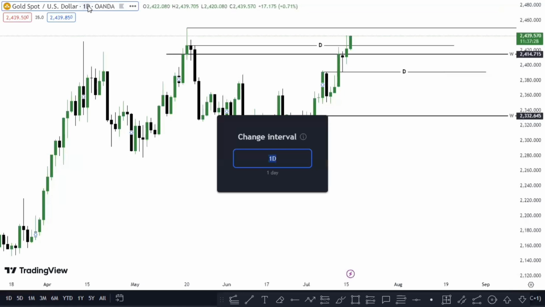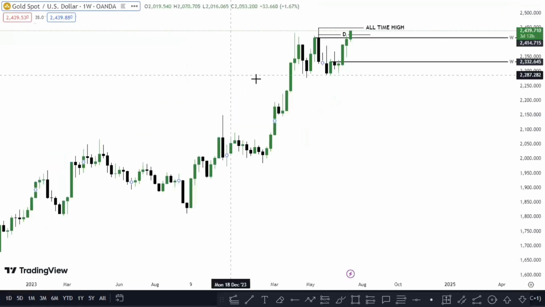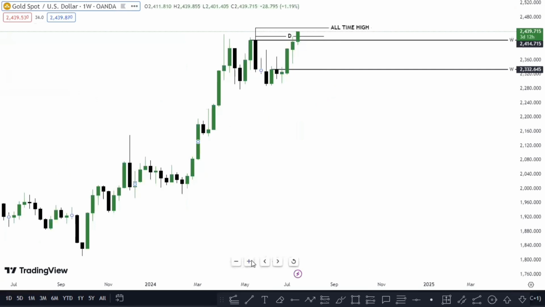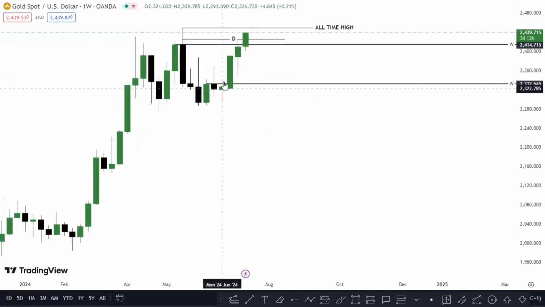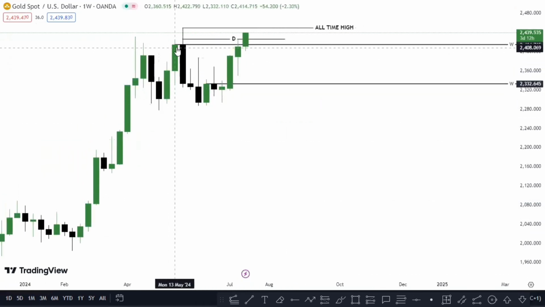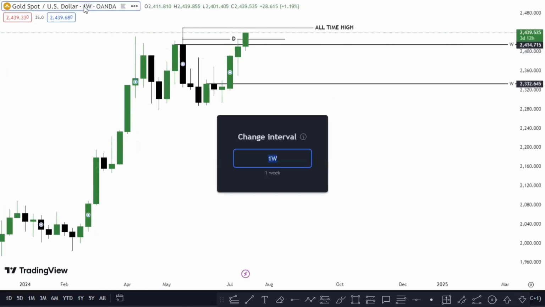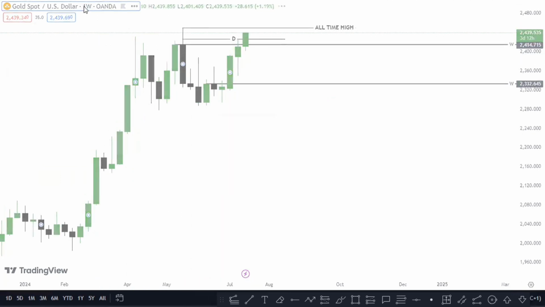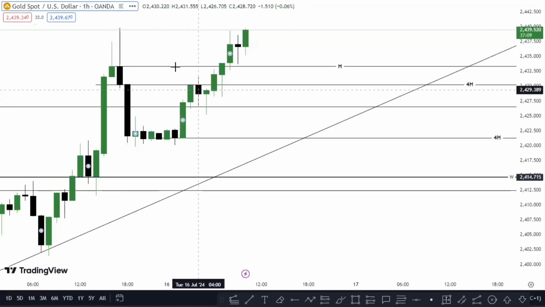Check the weekly time frame. If you check the weekly time frame, it is a recent level. Look at it. So now let's proceed back to the 1 hour time frame, which is our action time frame, the 1 hour and 4 hours.